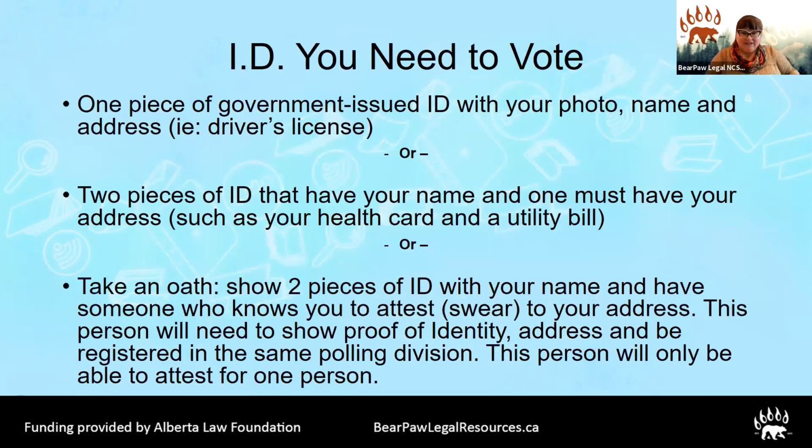So then what ID do you need to vote? You need one piece of government issued ID with your photo, name, and address, such as a driver's license, or two pieces of ID that have your name and one must have your address, such as your health card or a utility bill. Or take an oath. Show two pieces of ID with your name and have someone who knows you attest or swear to your address. This person will need to show proof of identity, address, and be registered in your same polling division. This person will only be able to attest for one person.